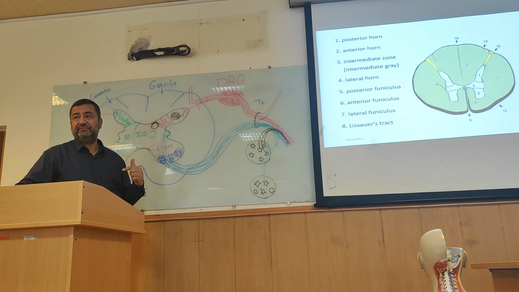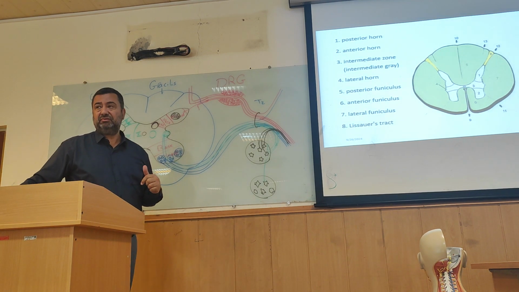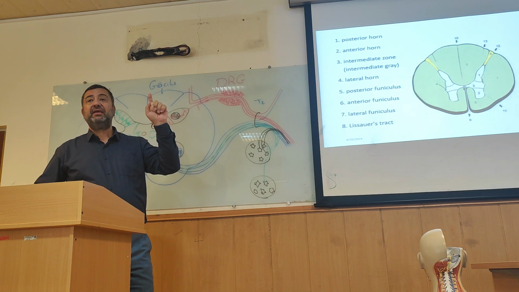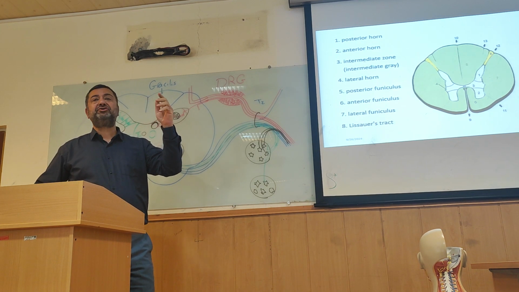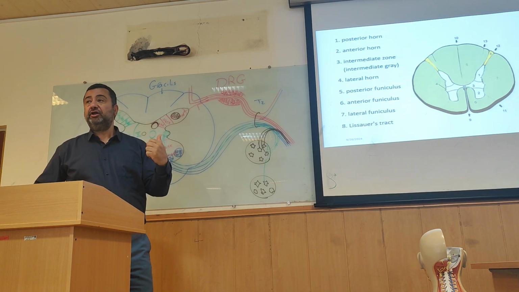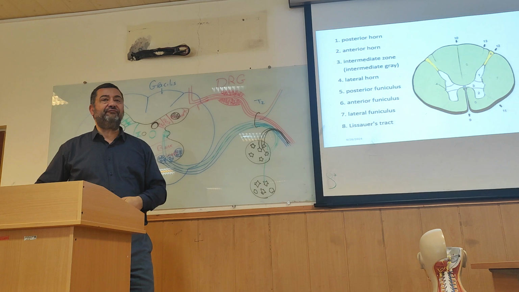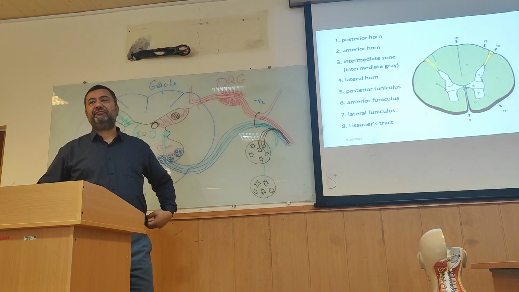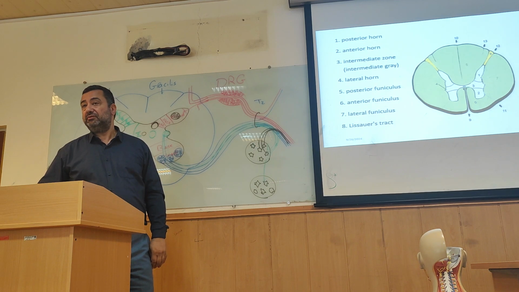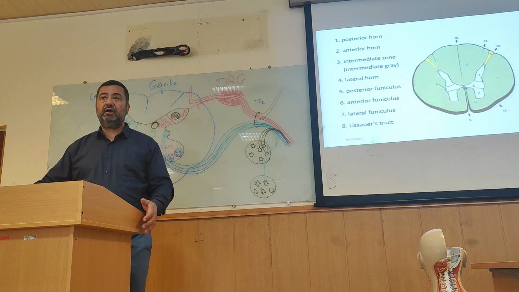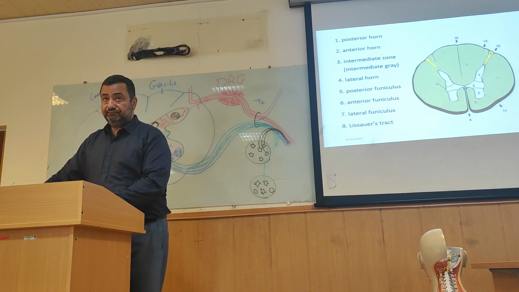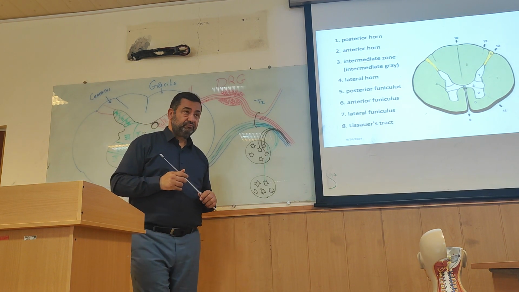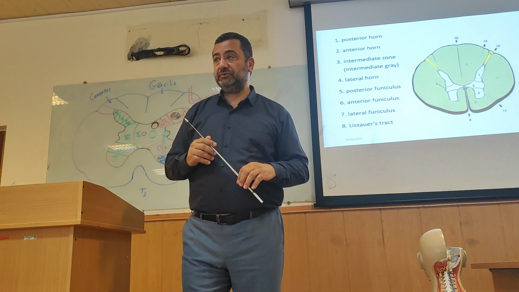Fasciculus cuneatus, in addition to conveying discriminative touch and vibration of the upper limb, conveys proprioceptive impulses of the upper limb and upper part of the trunk. What's the meaning of proprioceptive impulses? We have 3 sensations. 3 types of sense.